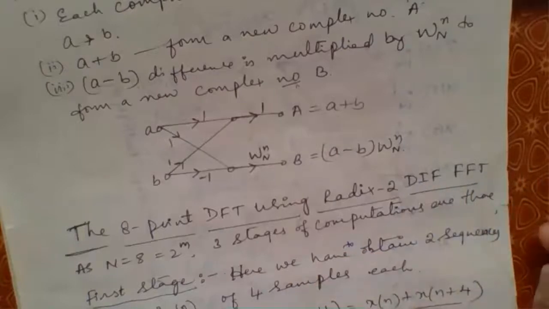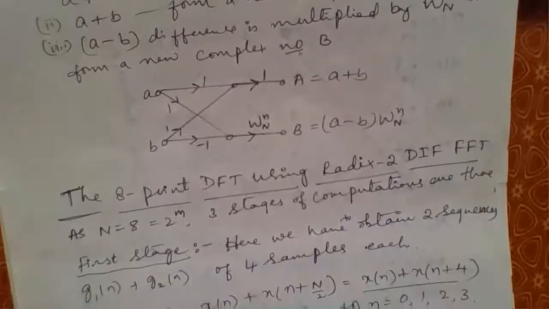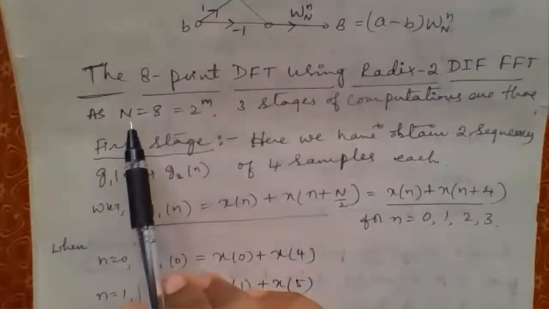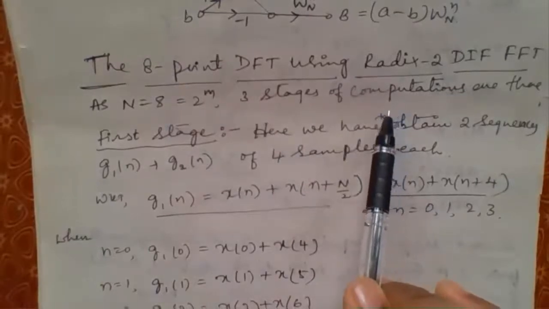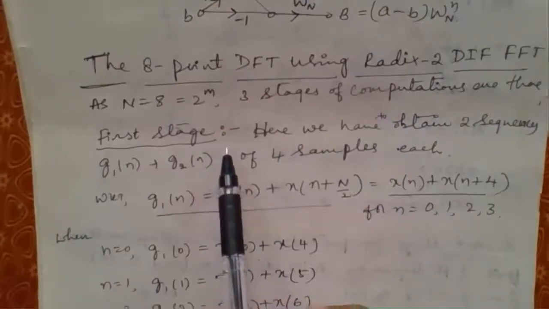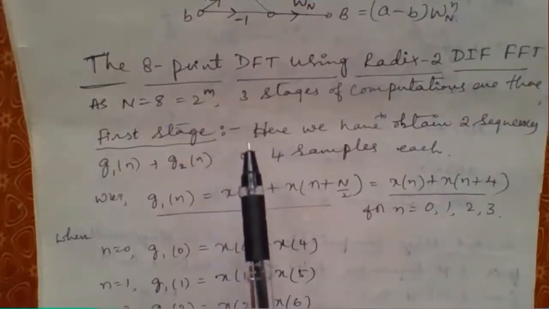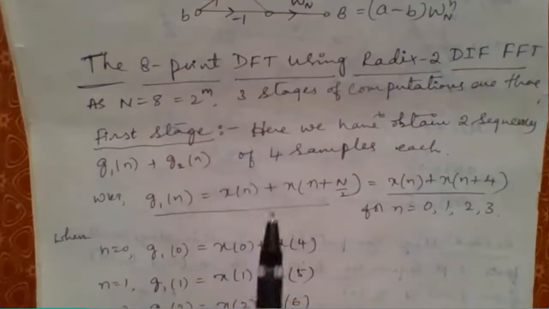Now let us see exactly how to draw the complete signal flow graph for the 8-point DFT calculation using the radix-2 DIF algorithm. As we did with the DIT algorithm, here also we have to proceed stage by stage. As it is an 8-point DFT, N is equal to 8, therefore 2 raised to 3, so there will again be 3 stages of computations. In the first stage, what should be done? Just recall the derivation done in the previous class. In the first part, we started decimating X of k.